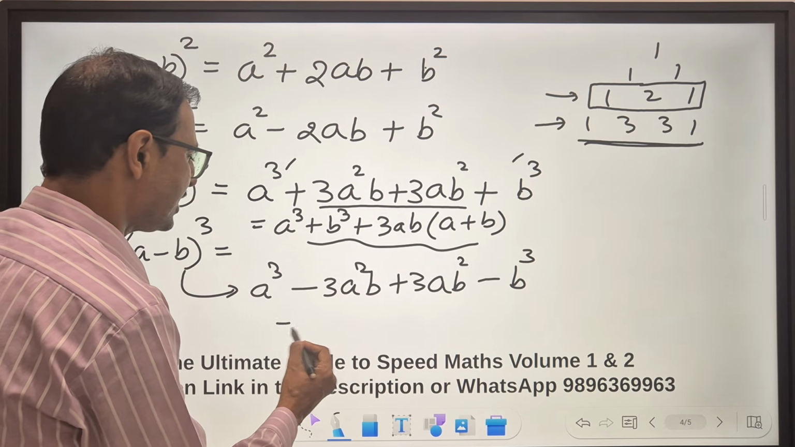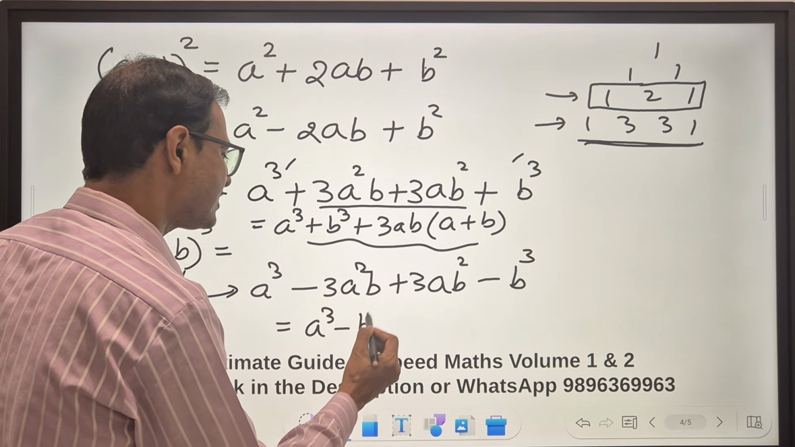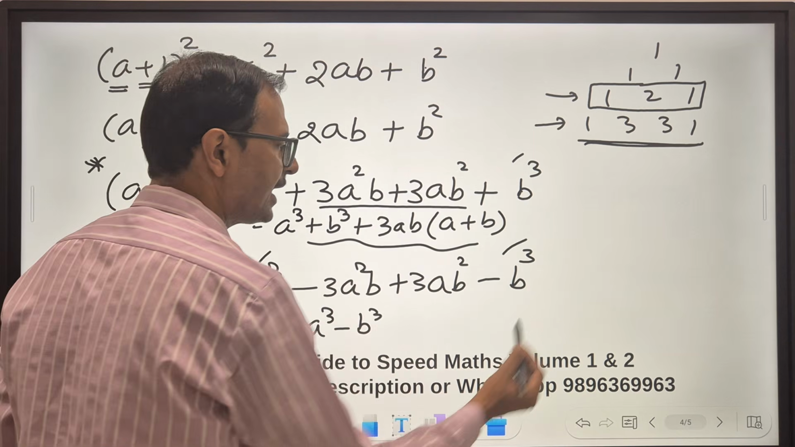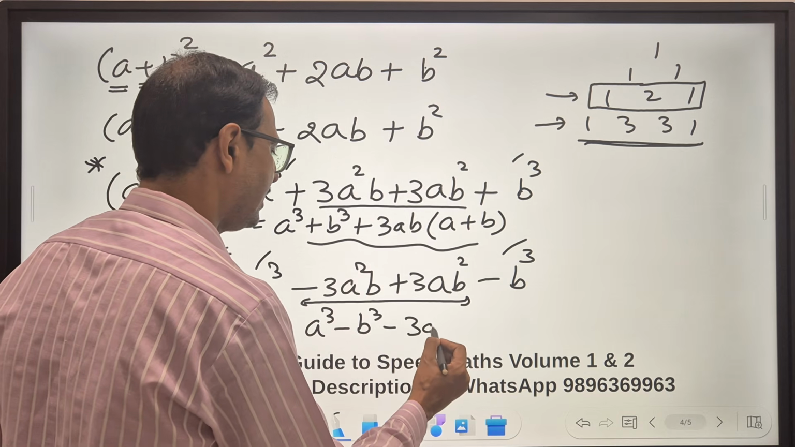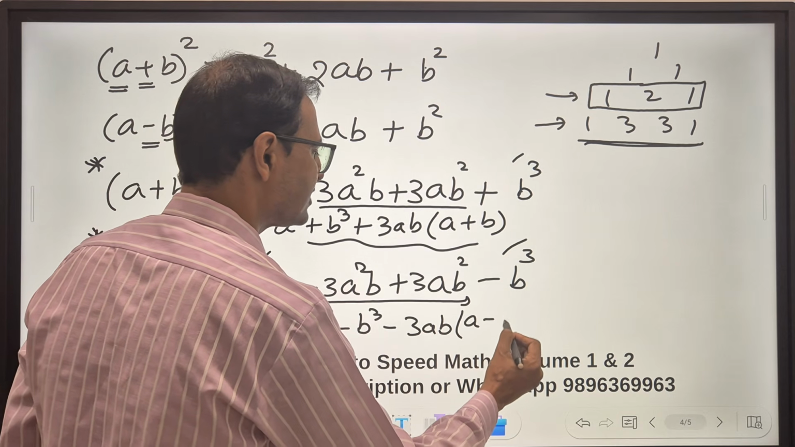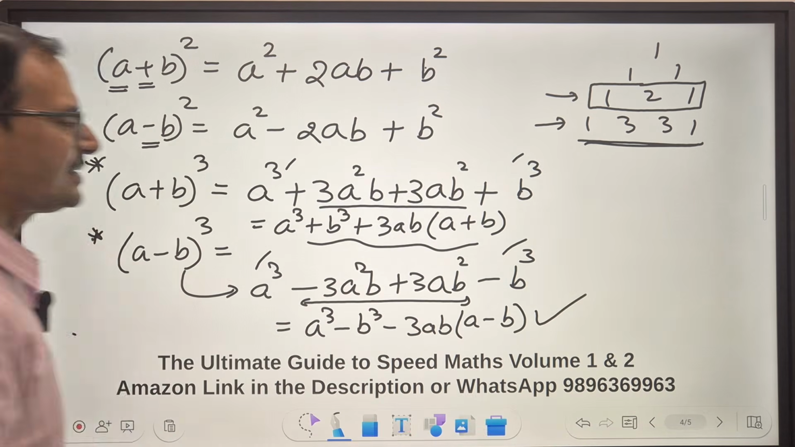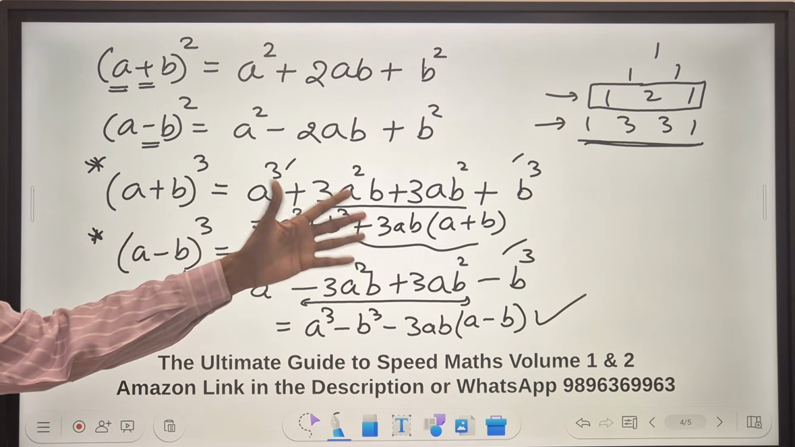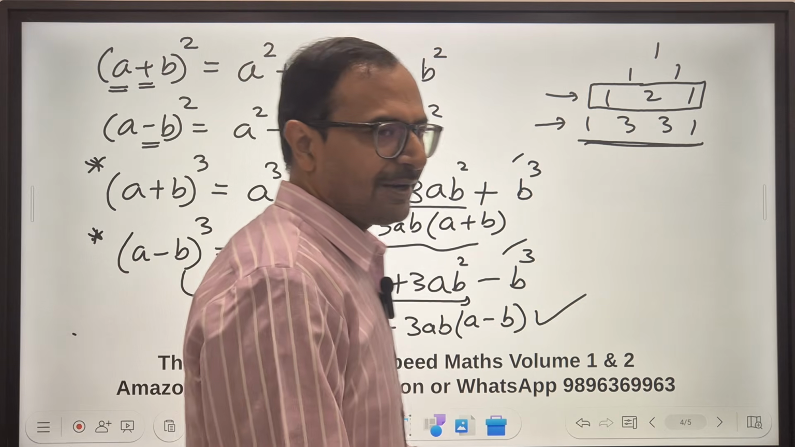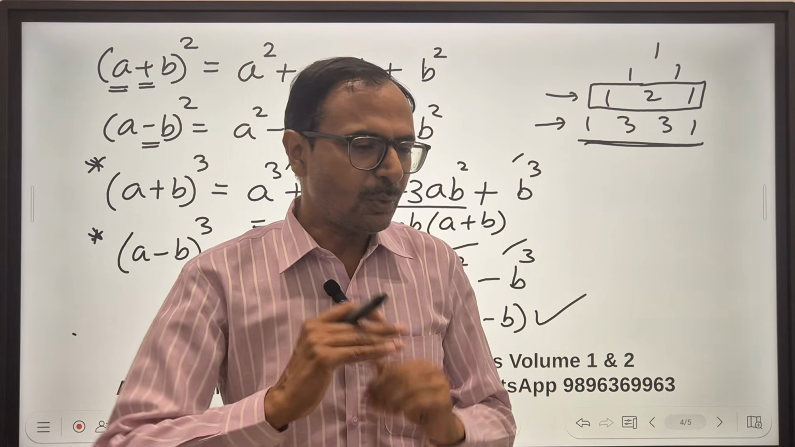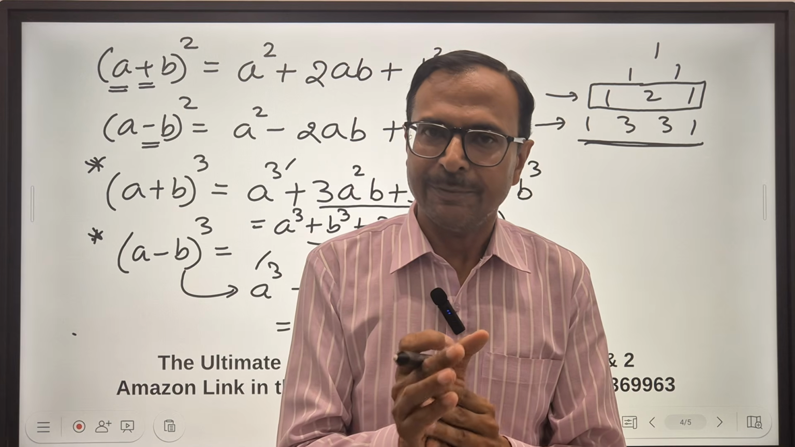And if you want to extend it, a cube minus b cube can be written together, the first and the last, and between these two terms you have minus 3ab, a common factor, giving you a minus b in the bracket. That is the identity which most of the students are getting confused in. Friends, it's not difficult, nothing is difficult. It's about putting it the right way.